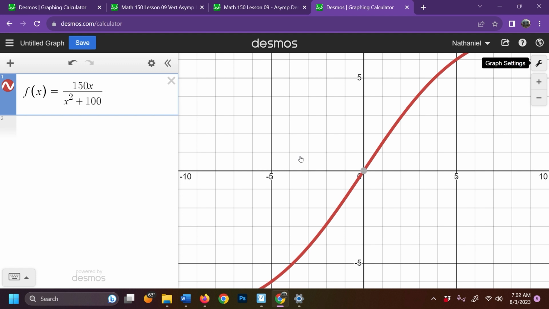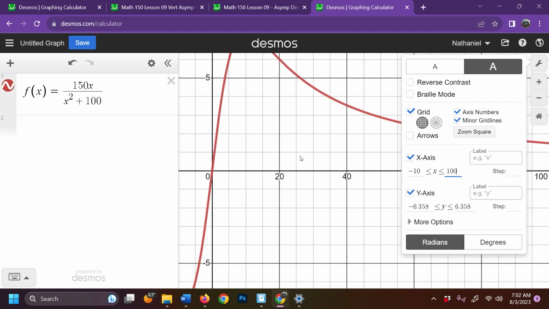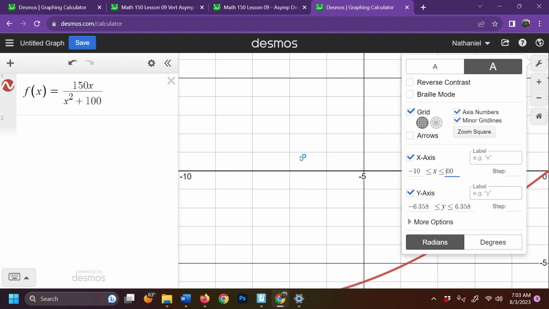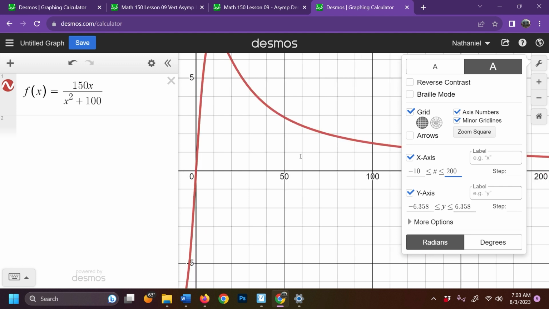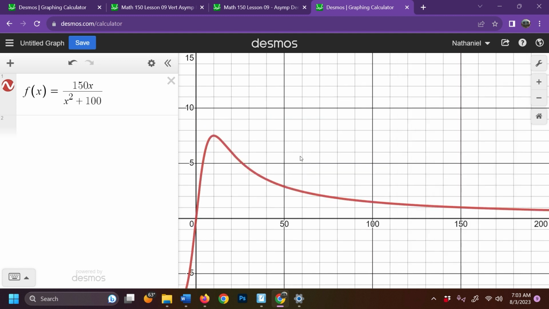And so the first thing I'm going to do is I'm going to open up the x-axis and make it 200 here. And then for the y's, we don't have to make it much bigger. Let's go with 15. And then, okay, so we have this graph.